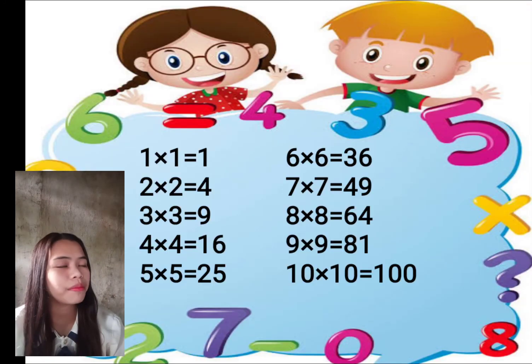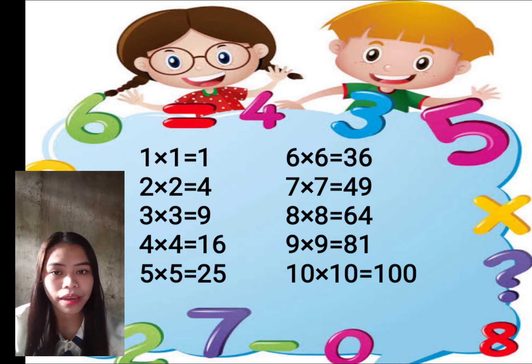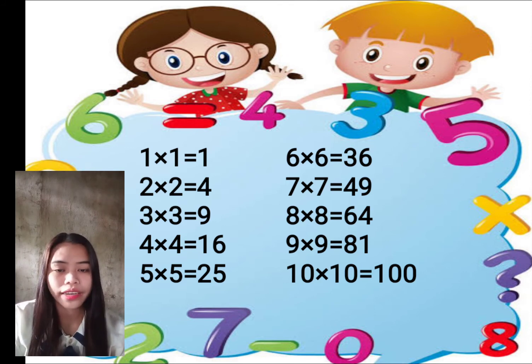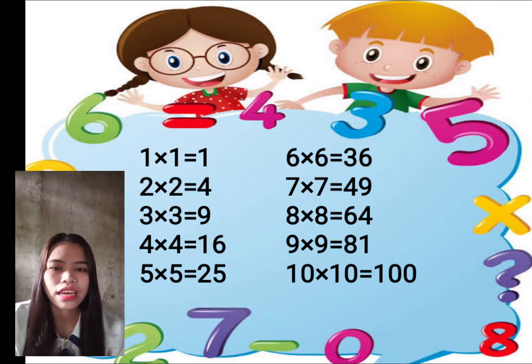Here are some examples of multiplication. 1 times 1 is 1. Of course, if you times something by 1, it doesn't change, so 1 is still the answer. 2 times 2 equals 4. 3 times 3 equals 9. Look how it increases every number.